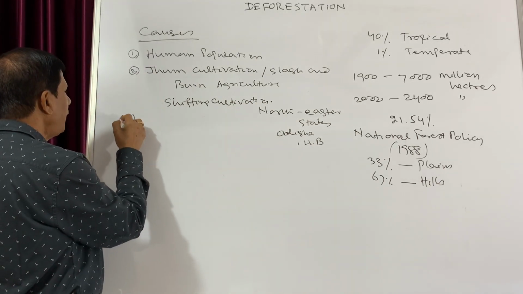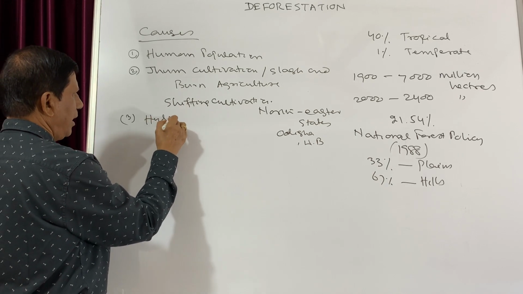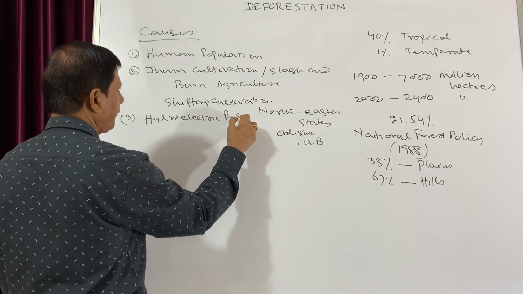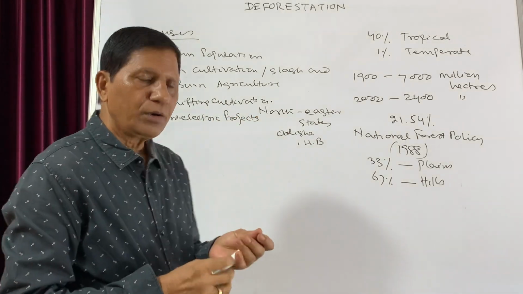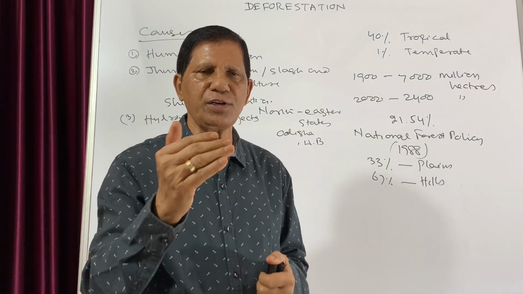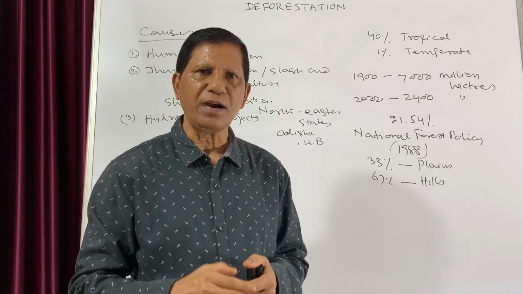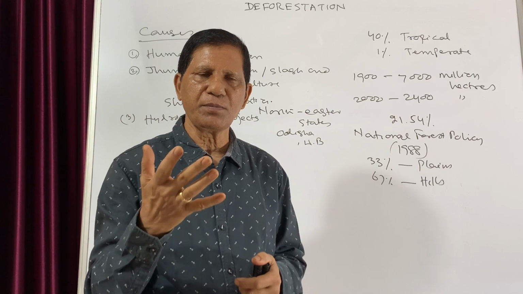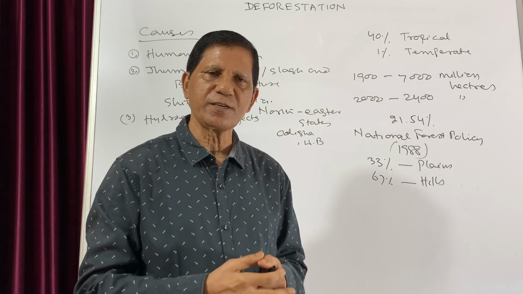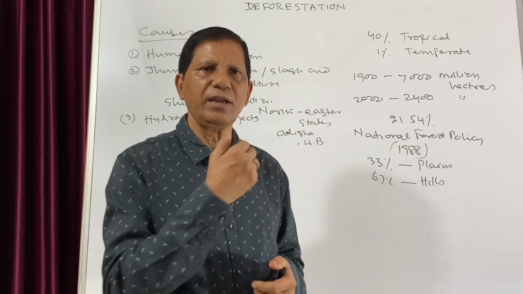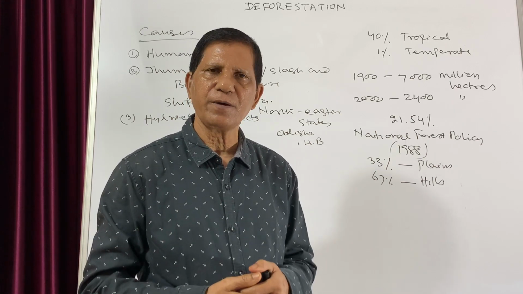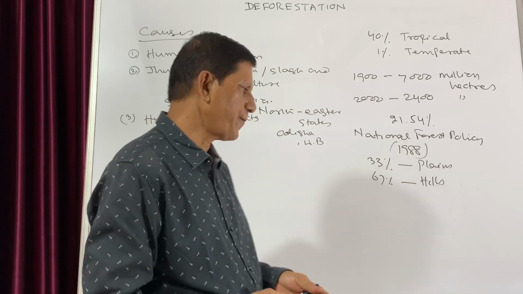Then the third important point is hydroelectric projects. To satisfy the demands of the growing population, electricity is required, and for electricity there should be different types of power: the dams, then different types of power plants, which are mostly hydroelectric power plants. So all these things are done in the forest areas, and for that the forest plants are cut.